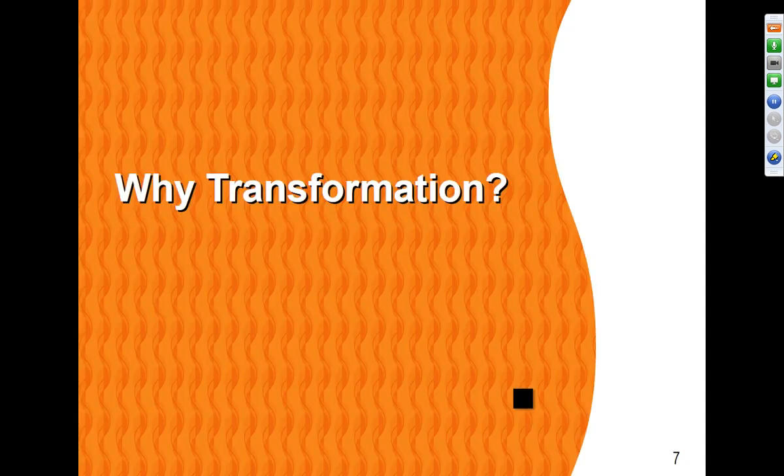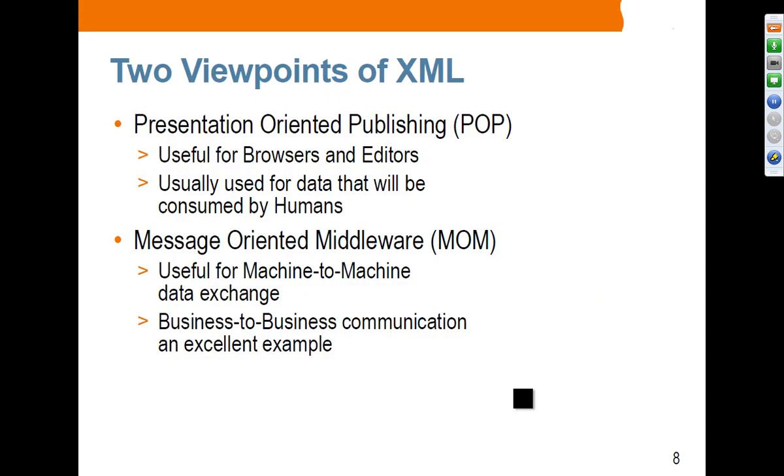So why do we need to do transformation? There are two different aspects of XML, which is how XML is actually being used. One is presentation-oriented publishing, and the other one is message-oriented middleware. The first case, presentation-oriented publishing, is useful for browsers and editors, and it's usually used for data that will be consumed by humans.